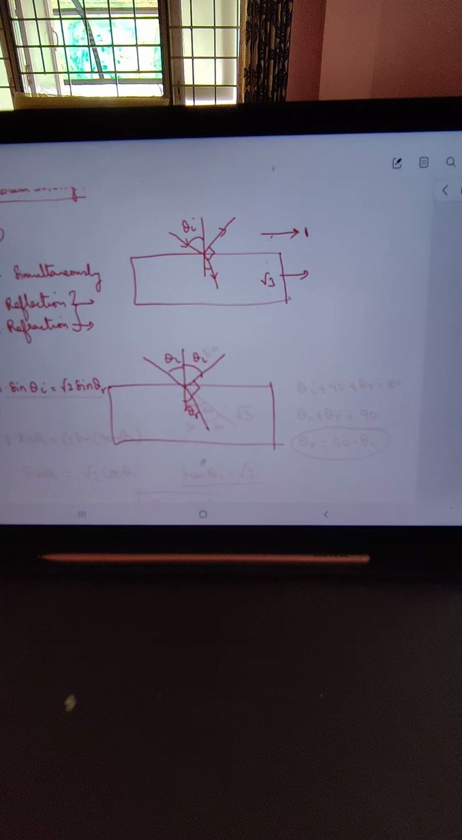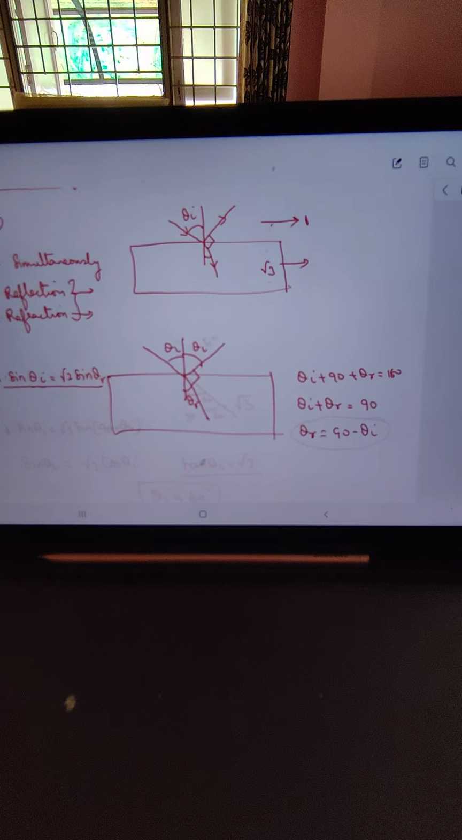But then, you see, I need to relate. In this equation, I cannot get the value of theta I and theta r. So these are two different unknowns. So let us relate this. So theta I plus 90 plus theta r is 180, and then theta r is 90 minus theta I. Now you can substitute the value of theta r over here.